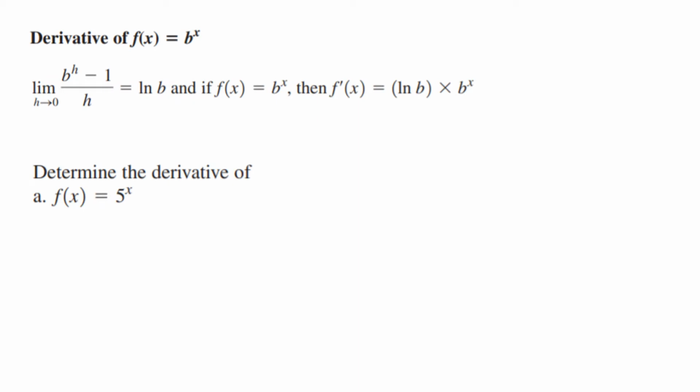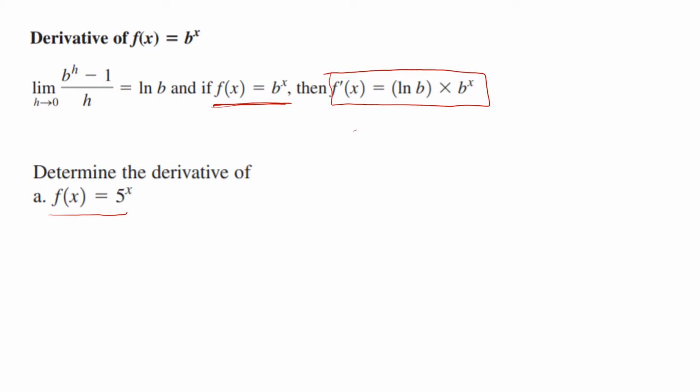So when we encounter an exponential function like b to the power of x, if we want to take the derivative, we follow this formula right here, which is ln b times b to the power of x. So, to understand it better, let's solve this problem, which says: determine the derivative of f(x) equals 5 to the power of x. Now, we said b can be any number. So in this case, my b is 5, and then I have 5 to the power of x.